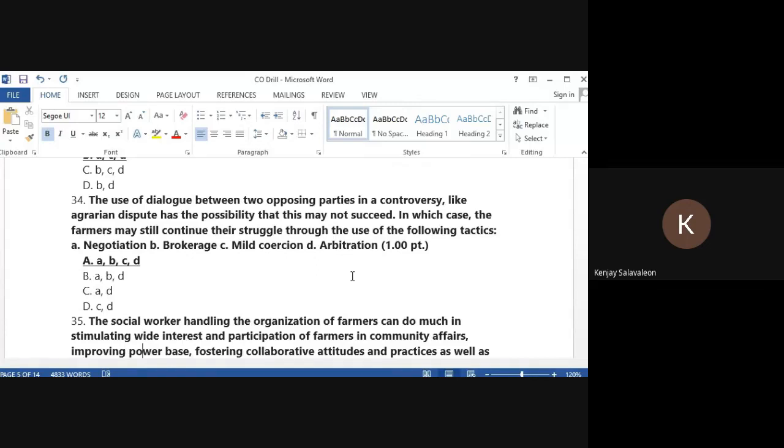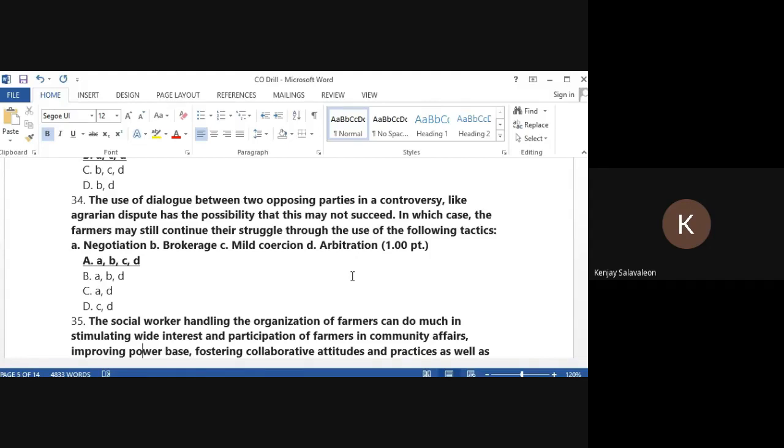Mild coercion, ito yung aggressive na type of strategy, no? Example niyan is yung mayroong part sa lupa na hindi nila i-farm as of the moment because of what's happening, no? So possible na ma-identify siya as mild coercion, no?